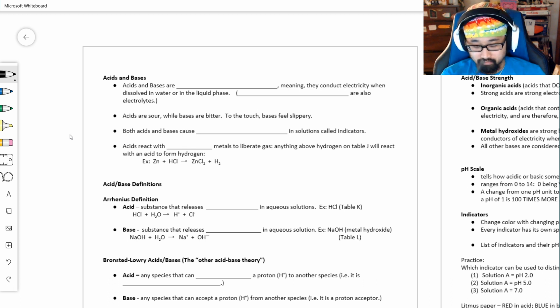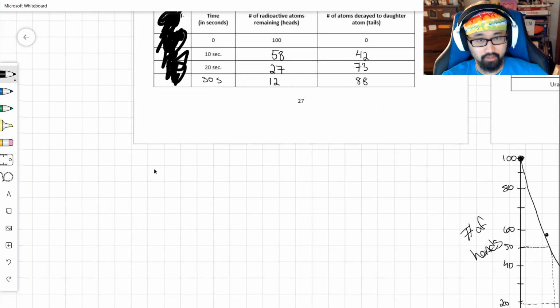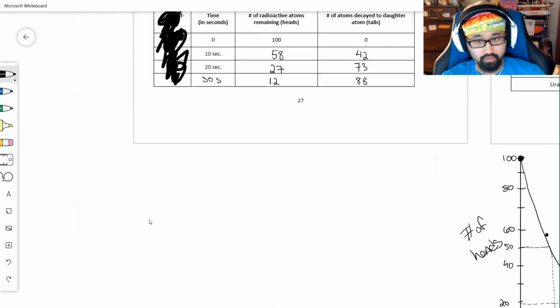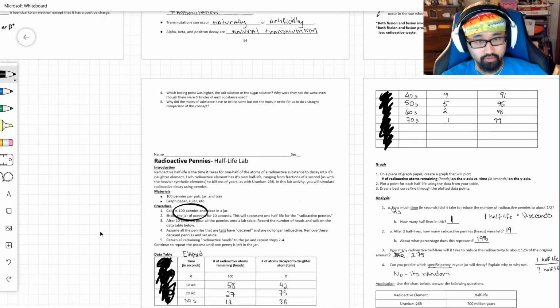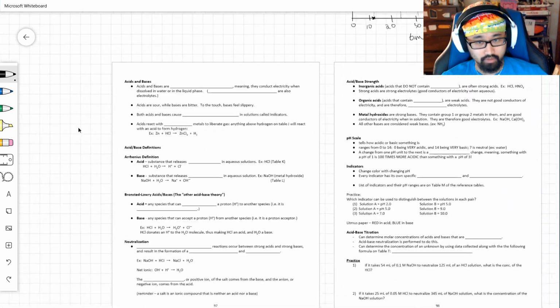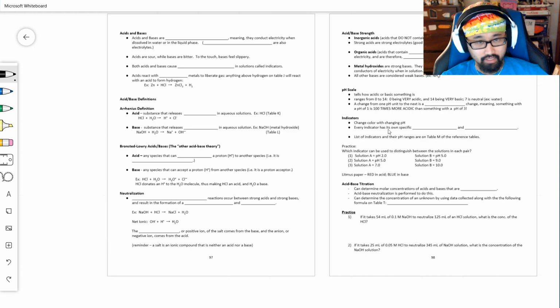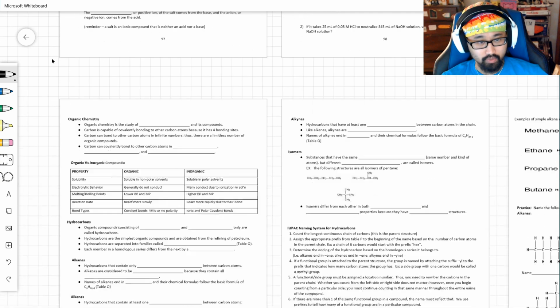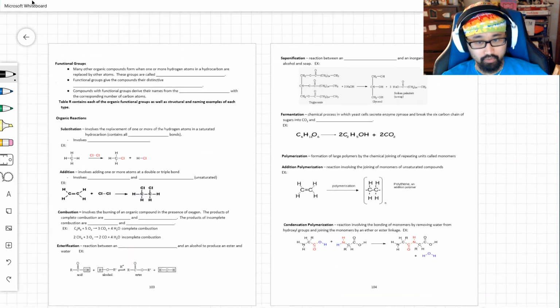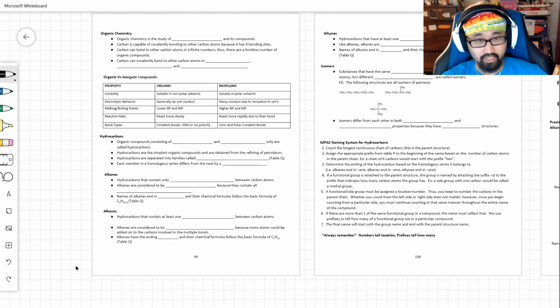We made it through bonding and solutions and nuclear chemistry and intermolecular forces and all that stuff, which is still up here somewhere, right? All the other notes are still up here, but here we are, right? 97 and 98 acids and bases, and then we have 99 up to 104 organic chemistry.